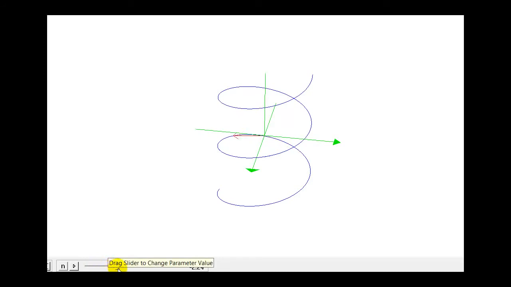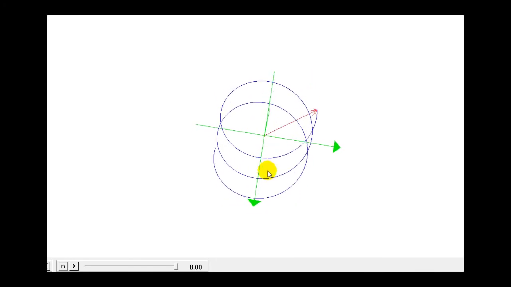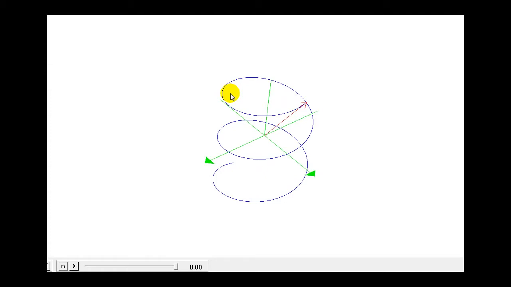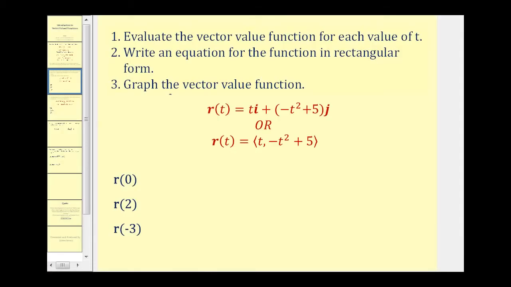One other thing we'll notice about vector-valued functions is that the curves are traced out in a specific direction called the orientation. And a lot of times when we're asked to graph a vector-valued function, we need to show the orientation by placing arrows on the curve. Let's take a look at a couple of examples.